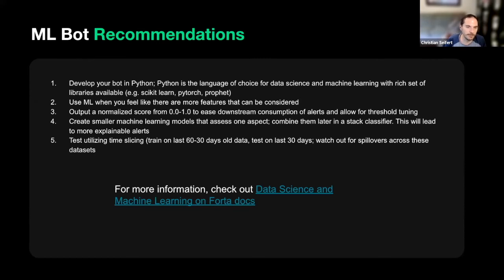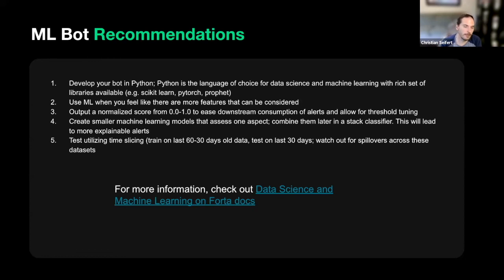And then last point is test utilizing time slicing. So don't just create a data set and randomly separate it into a test and training data set. Think of how the bot would operate in production. It is trained on past data and makes predictions of future data. And so you should similarly train a model on older data, test it on slightly newer data, such that it can really predict unseen data in the future.